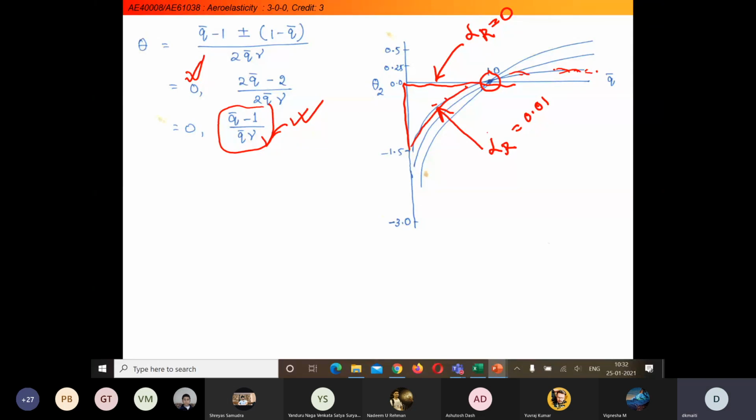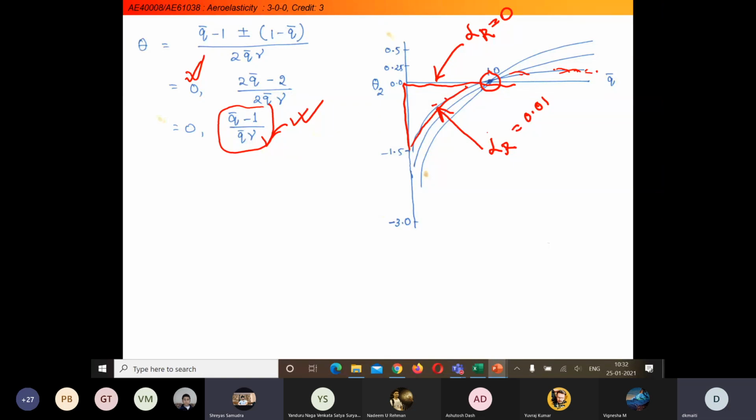But to find the instability, obviously we have to apply the second derivative equal to 0 and find the value of theta. Is it clear? Yes, sir.